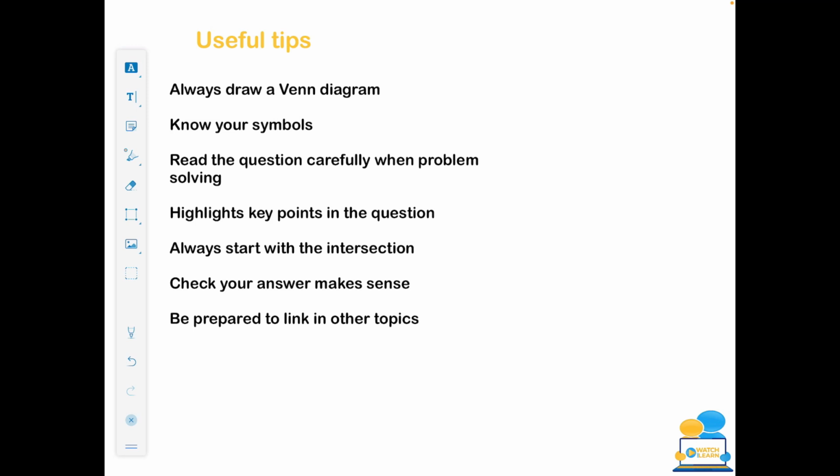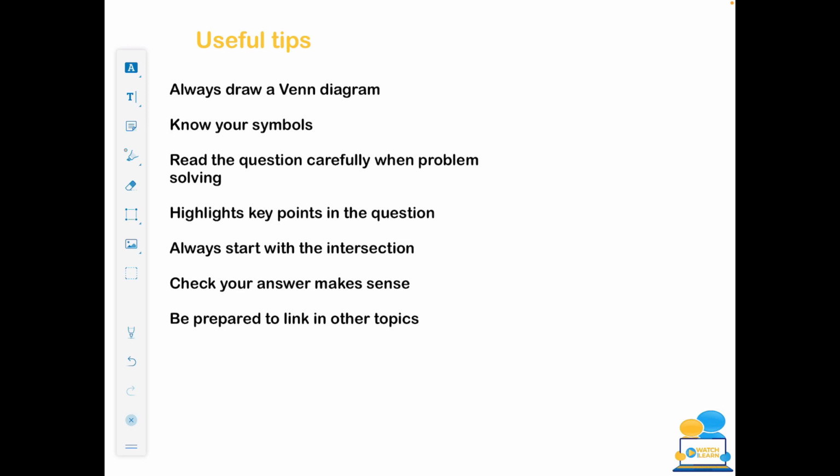Read the questions carefully when problem solving. Take out a highlighter and highlight the key points in the question. Always start with the intersection, whether it's a Venn diagram with 2 sets or 3 sets. Then check your answer makes sense. This comes into all areas of maths, but if the question was about 100 students and you found that the number of students with their favourite colour being blue and green is 220, that doesn't make sense. Always make sure your answer makes logical sense in the real world.